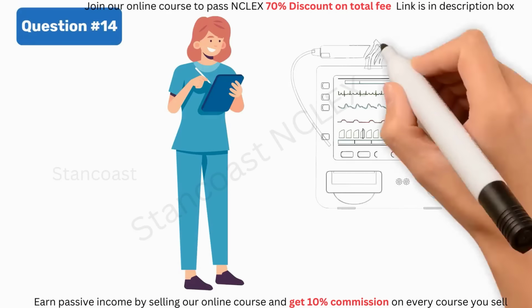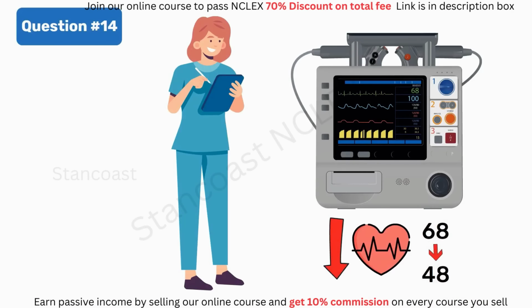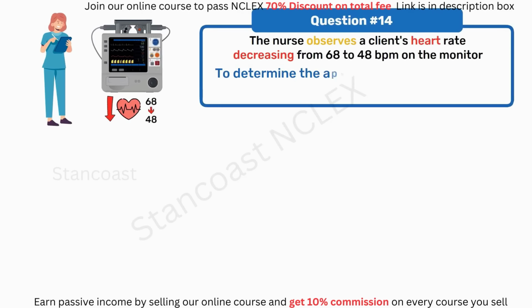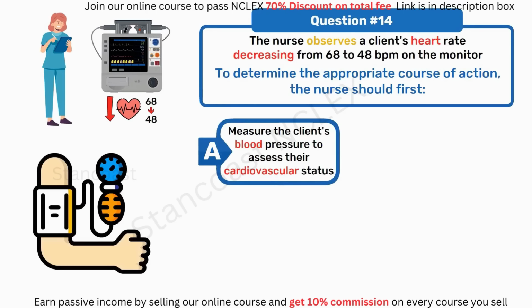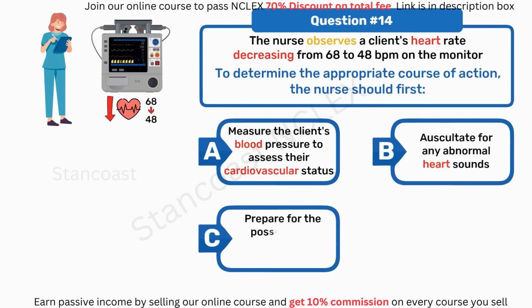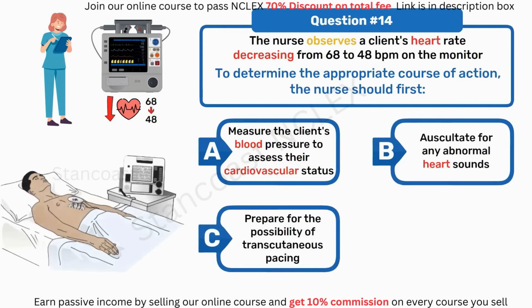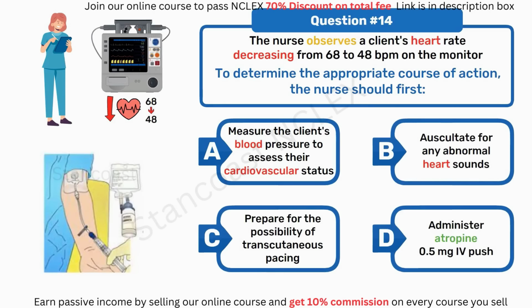The nurse observes a client's heart rate decreasing from 68 to 48 BPM on the monitor. To determine the appropriate course of action, the nurse should first: A. Measure the client's blood pressure to assess their cardiovascular status. B. Auscultate for any abnormal heart sounds. C. Prepare for the possibility of transcutaneous pacing. D. Administer atropine 0.5 mg IV push.